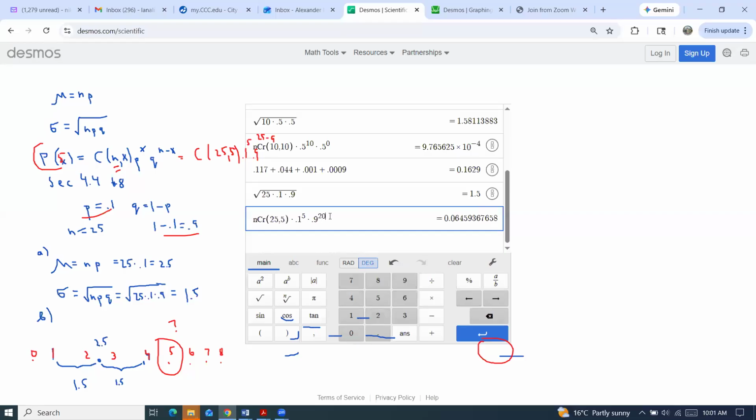So here's the chance that you're going to see exactly 5 left-handed people: about 6%. Low chance in a class of 25.